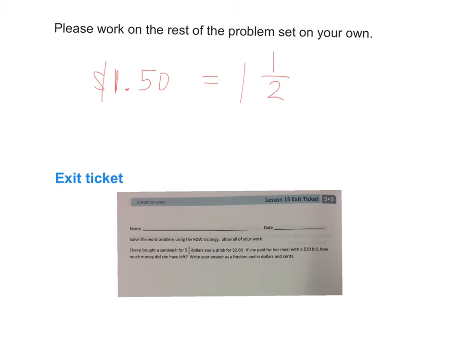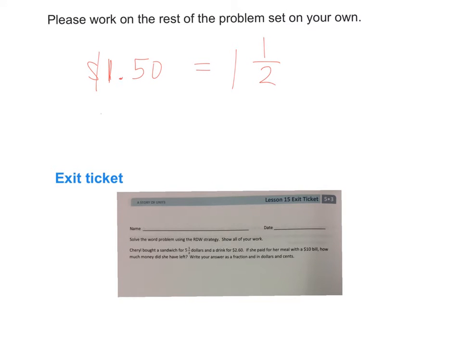But what if we have a different number, like what if I have $1.85? Could I still express that in a fraction? What would be the whole number part? Everyone? 1, because I have $1. Is 85 cents part of a dollar, or is it a whole or a fraction of a dollar? Fraction. How many pennies does it take to make $1? 100. And how many pennies do I have here? 85.